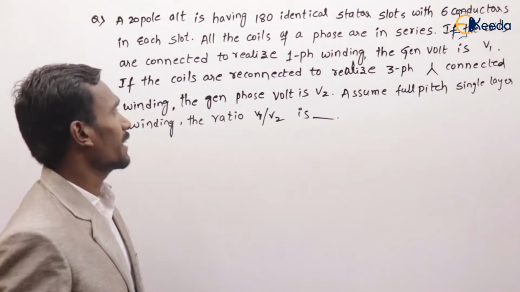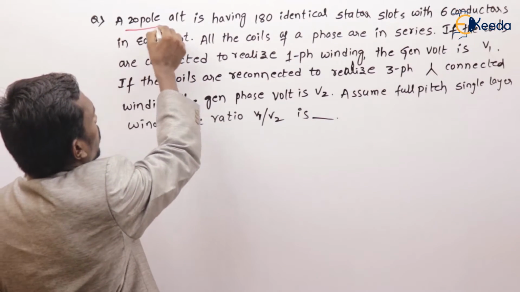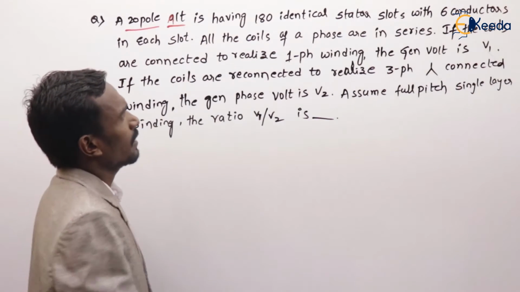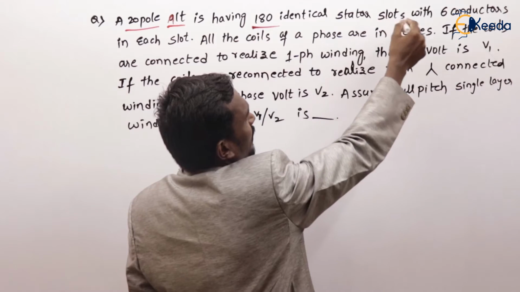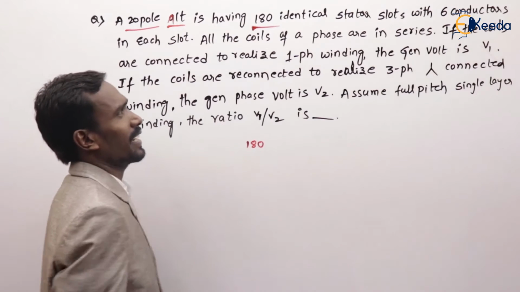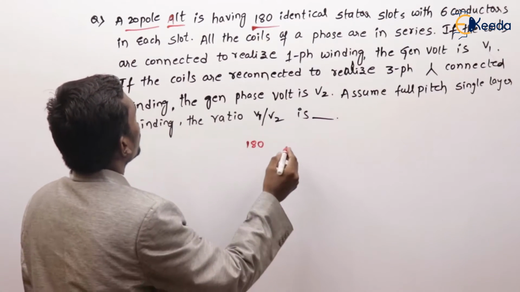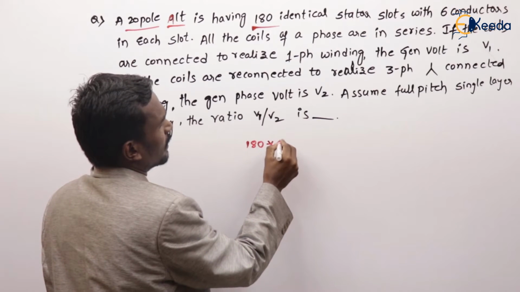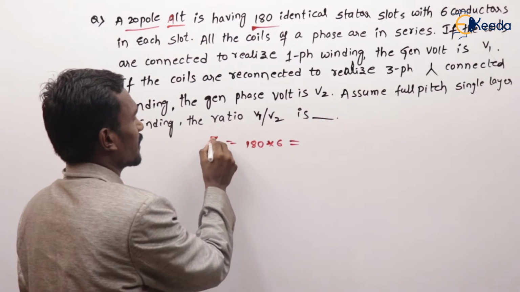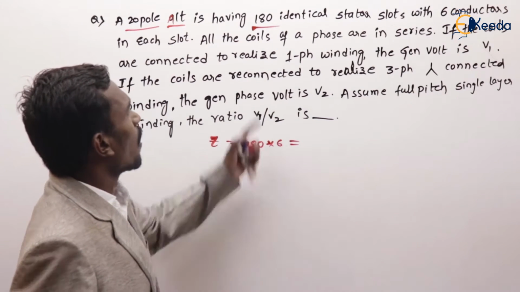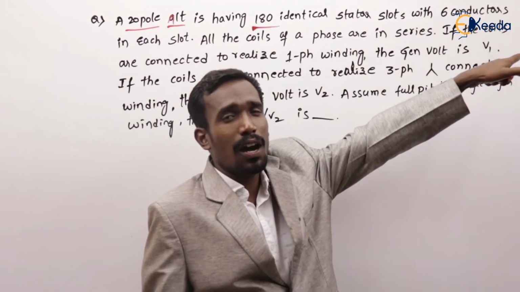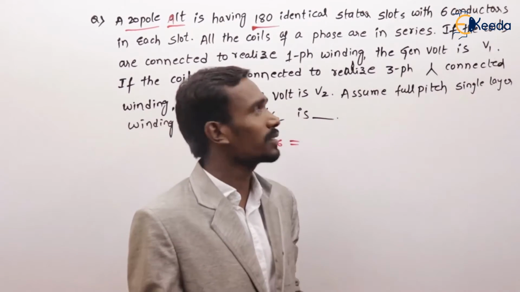Right, next question. See here, a 20 pole alternator is having 180 identical stator slots with 6 conductors in each slot. All coils of a phase are in series.